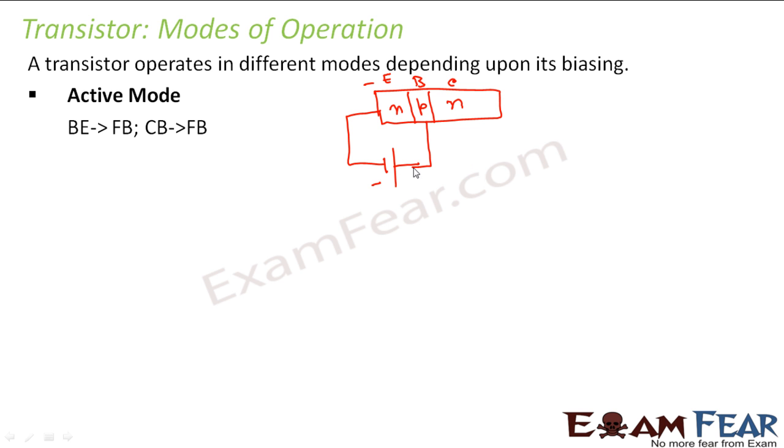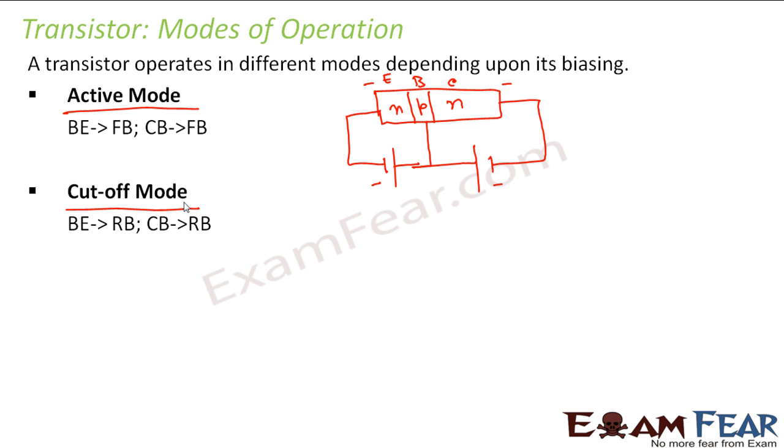That means this is negative, this is negative. Again, the collector base junction is also forward biased. So this is negative, this is also negative, right? So this is my active mode. If both the junctions are forward biased, we say that the transistor is in active mode.